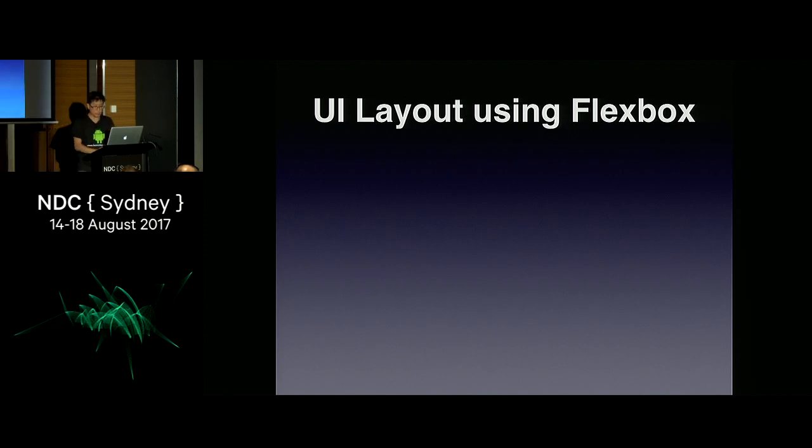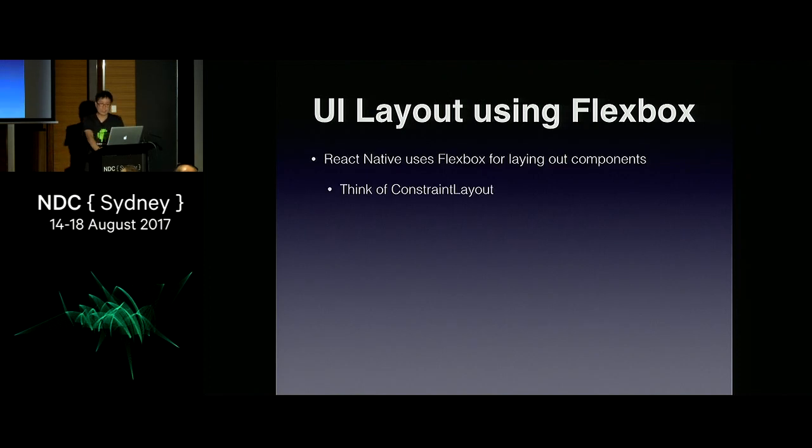For laying out elements, React Native uses Flexbox for laying out components. Those of you who are using Android Studio, you typically lay out your UI using things like linear layout, relative layout, and then lately they have this thing called constraint layout. Sounds familiar? Yes? No?